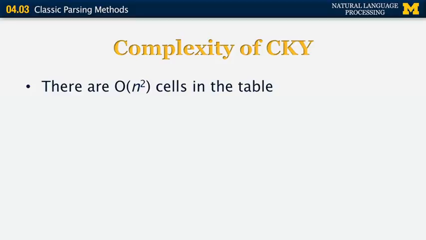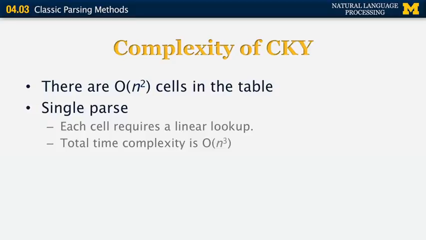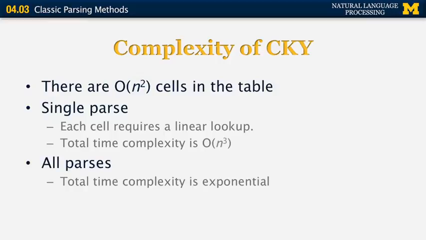So one thing that we want to say about the complexity of CKY is that there are O of n squared cells in the table. Specifically, there are n times n plus 1 divided by 2 cells, but it is still order of n squared. For finding a single parse, you have to do a linear lookup through each cell, so that's a squared algorithm. And then you have to do this n times, so the total time complexity is O of n cubed. However, if you want to find all the parses, the total time complexity is going to be exponential, not cubic. And there is a reason for that, and we'll get to that in a second.